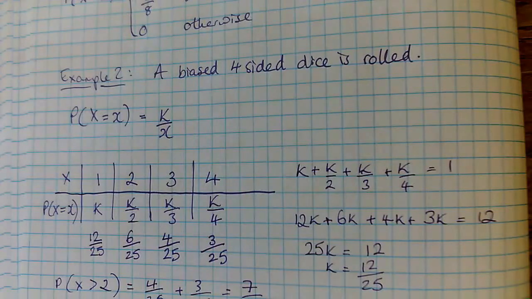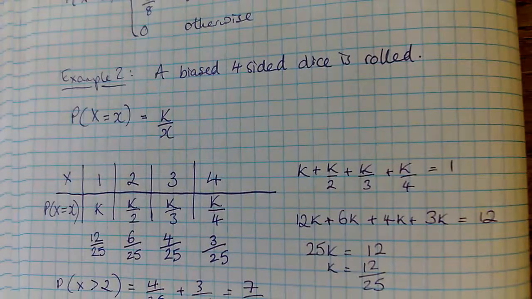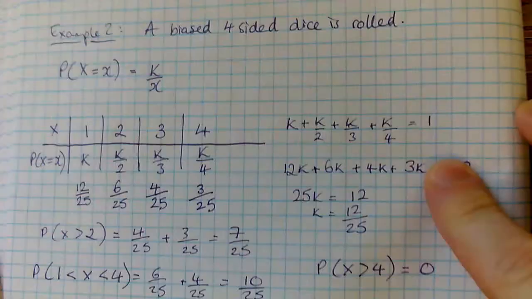So k was 12 over 25, so k over 2 would be 6 over 25, k over 3 would be 4 over 25, and k over 4 would be 3 over 25. Now you've got supplementary questions similar to the questions that we've been asked before. So at the bottom of my page here, I've got a few more questions to have a look at.